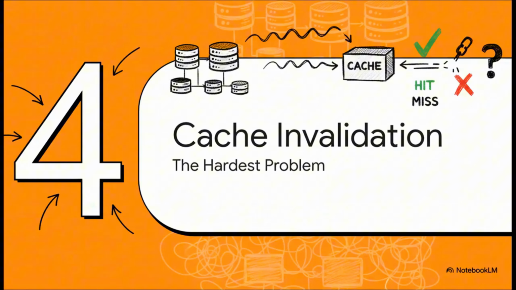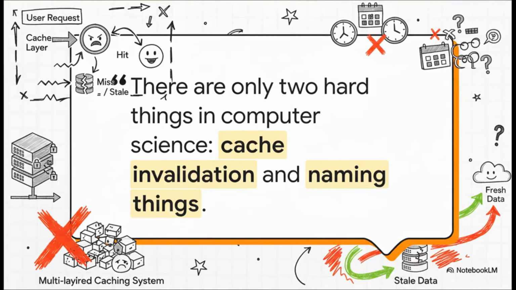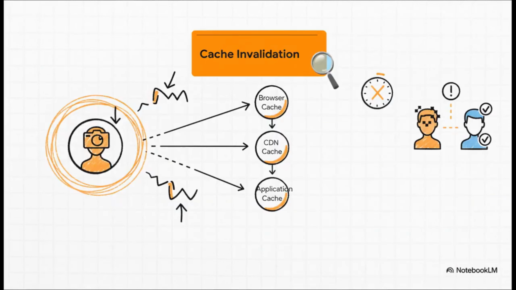So, caching seems like a total magic bullet for performance, right? But it introduces this huge new challenge. What happens when the original data changes? This brings us to what a lot of engineers consider the hardest problem in all of distributed systems. Yeah, this famous quote from Phil Karlton pretty much says it all. If you get cache invalidation wrong, you end up serving stale, incorrect data to your users, and that can be just catastrophic. So, cache invalidation is just the process of telling all of your caches, the browser, the CDN, the application cache, hey, this piece of data you're holding is now out of date, get rid of it.